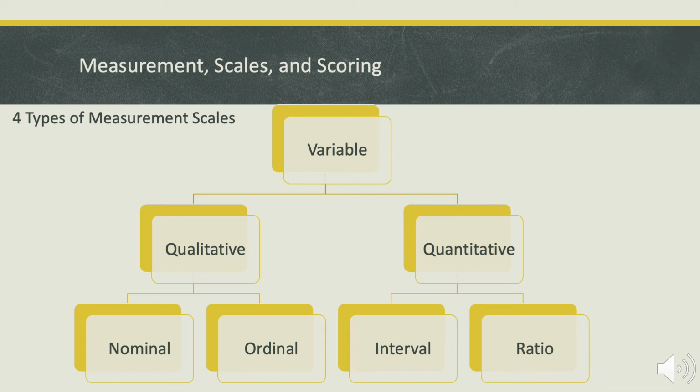So for ratio, examples could be height and weight. And so central tendency for ratio, it can be measured by mode, median, or mean. And then you can have measures of dispersion like we talked about previously. You can have standard deviation and then variation as well. So these are the 4 types of scales, and they fall under qualitative, which is your nominal and ordinal, and then quantitative, which is your interval and ratio.